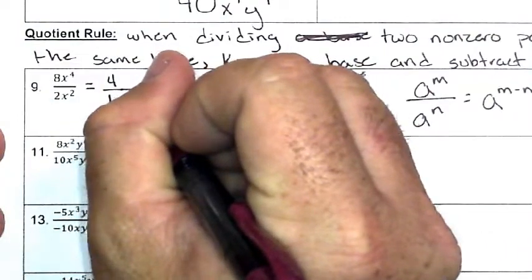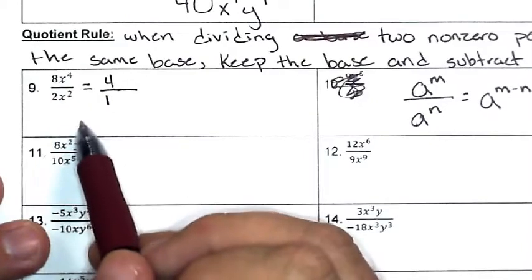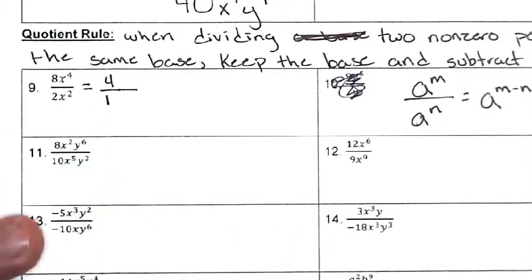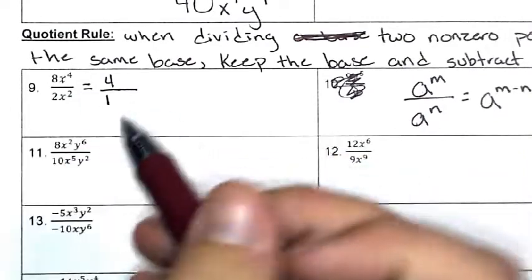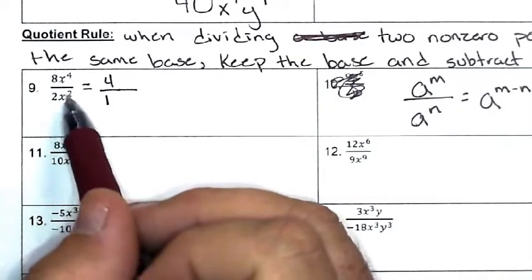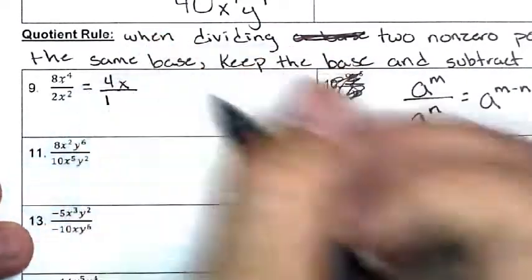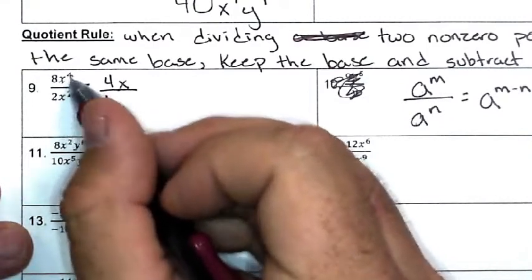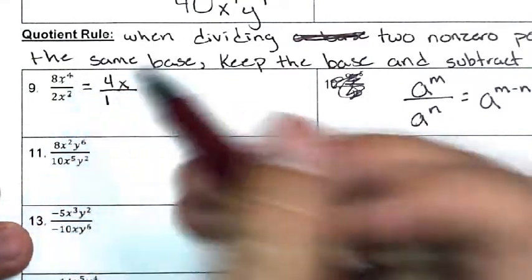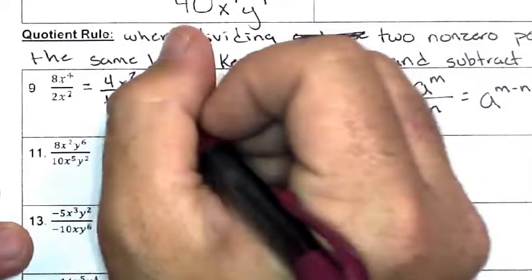Now, I have x to the power of 4 in the numerator, x to the power of 2 in the denominator. The way you know where to put your variables is which one, the numerator or denominator, has more of that variable. I have 4 x's up top and 2 x's on bottom. Do I have more in the numerator or denominator? Numerator. So because I have more in the numerator, I'm going to put my x in the numerator, and the remainder, the subtraction, will go with that x. What is 4 minus 2? 2. So I have 4 over 1 times x to the power of 2, which can be rewritten as 4x squared.